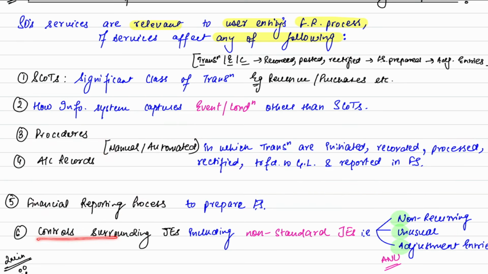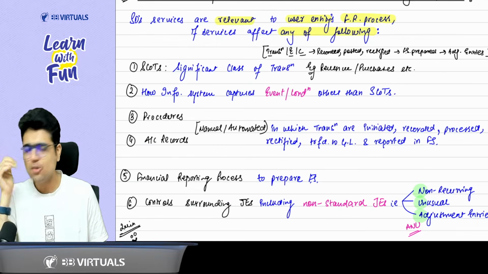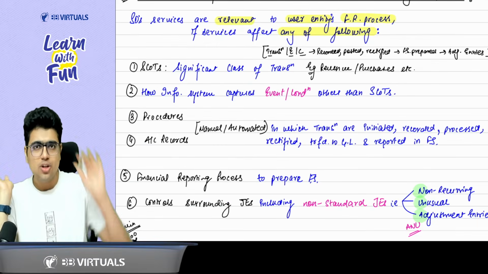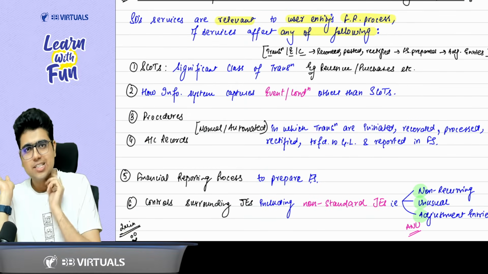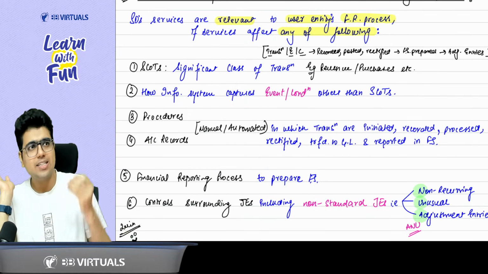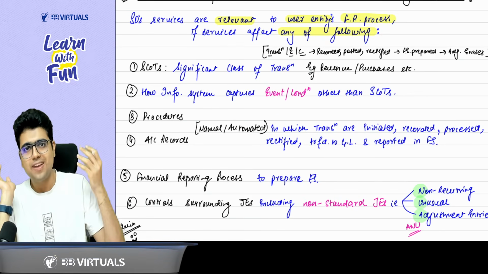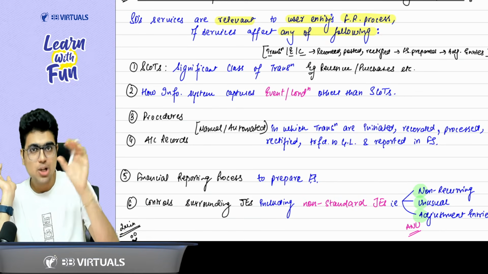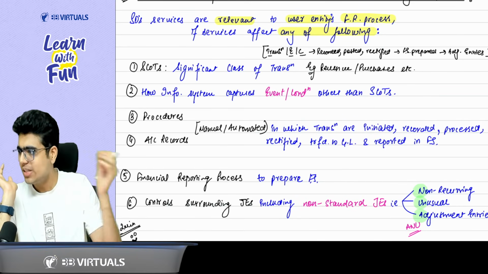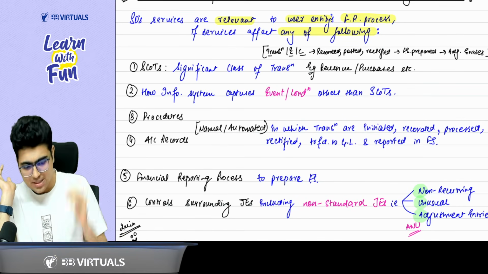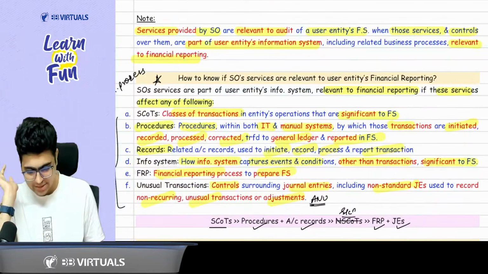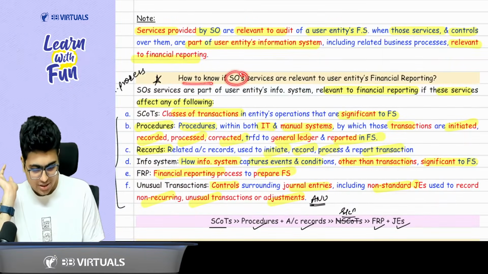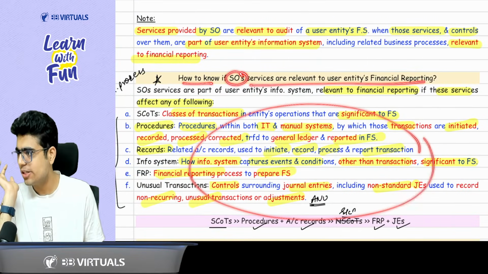That means controls surrounding the journal entries, including non-standard journal entries, UNNU. UNNU means adjustment entries, non-recurring entries, unusual entries. So like you used to prepare the financial statements in Inter also, we at the end always talk about the adjustment entries. Examples of adjustment entries: creating a provision for doubtful debts, calculating the closing stock at the lower of cost or NRV. So these are certain adjustment entries that you need to pass. So this is the same topic that is given in your notes: how to know if the service organization services are relevant to financial reporting. These points you need to cover.